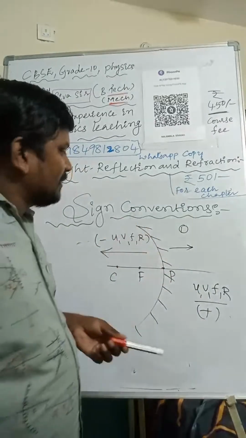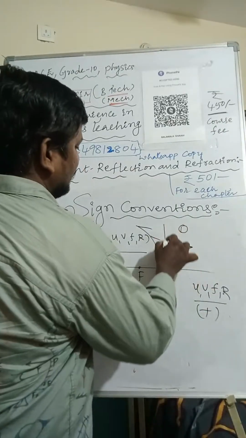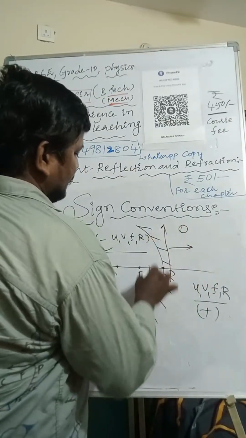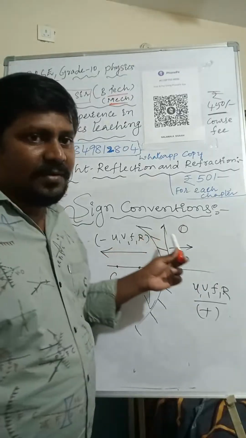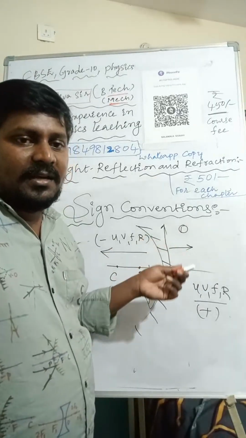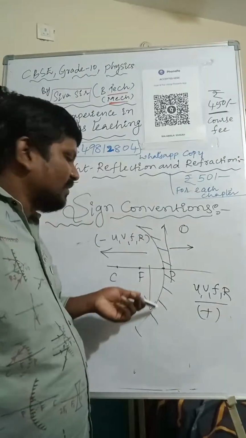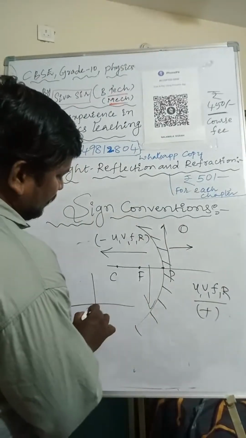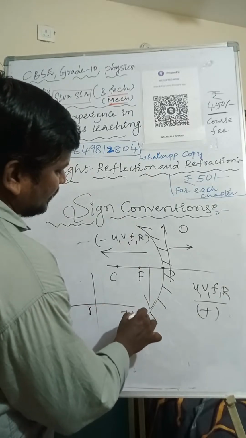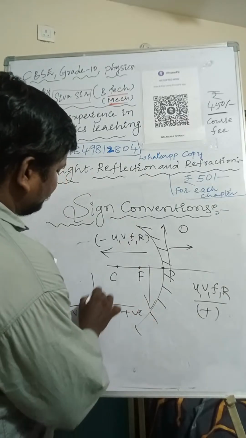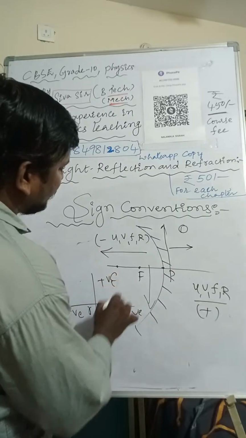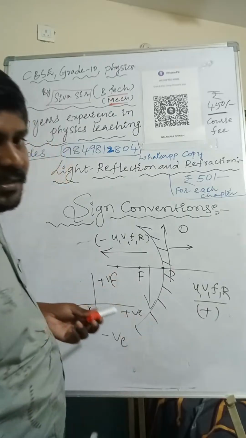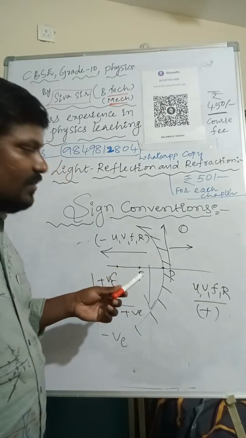Above the principal axis, all are positive. What are those? Height of the image and height of the object. Below the principal axis, all are negative. The best example is the sign conventions of the coordinate axis: positive x-axis, negative x-axis, positive y-axis, negative y-axis. How you consider them, same here also.